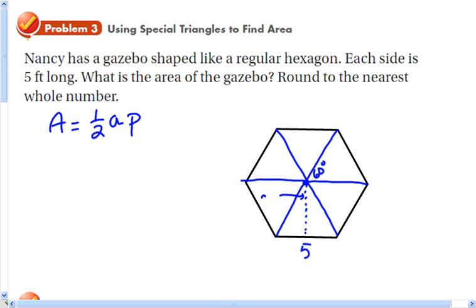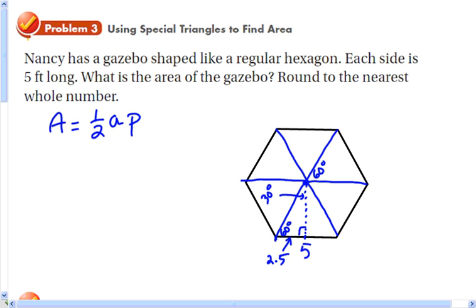So that tells me that one of these angles right here is 30 degrees, since that's a perpendicular bisector. And since this is 90 degrees, I know this is 60 degrees. So I have a 30, 60, 90 triangle right there. So this short length from here to here, I'm going to label that. I know that's half of the side length there, which is 2.5.